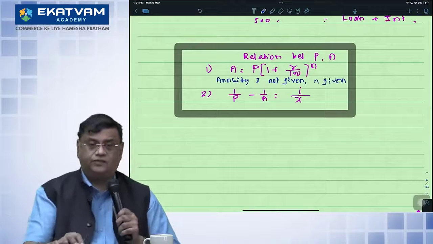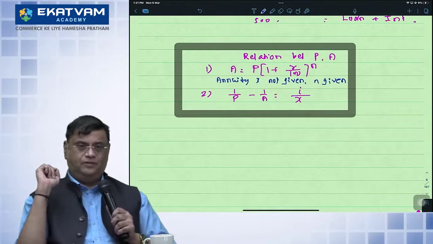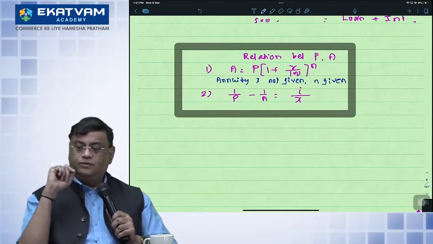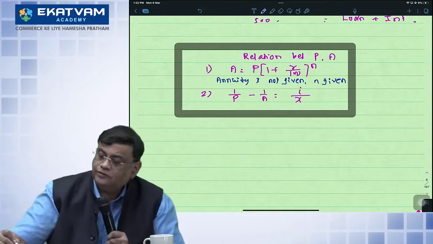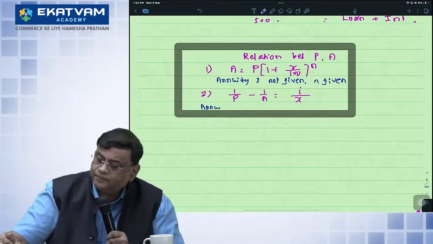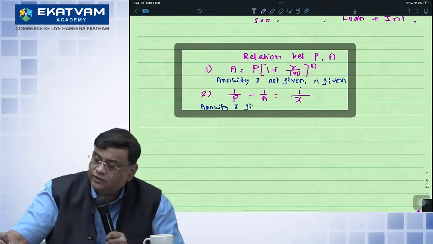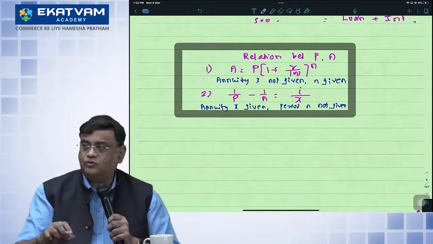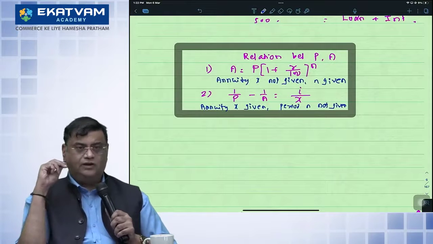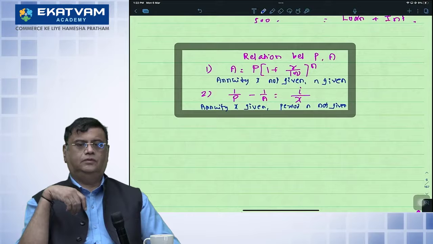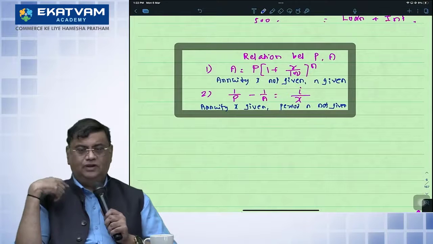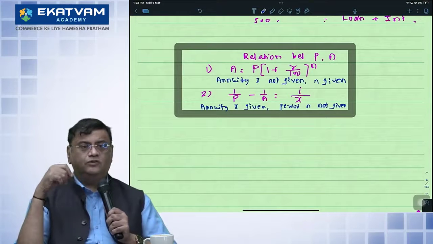And in the second case, do you know N? In the second formula, do you want the value of N or do you know the value of N? No, say no. But what do you know? X. So when do I use this? When annuity X is given, but in that case the period N is not given. इसे समझने की कोशिश करो, समझो, फिर लिखो. समझो, समझा करो. Clear?